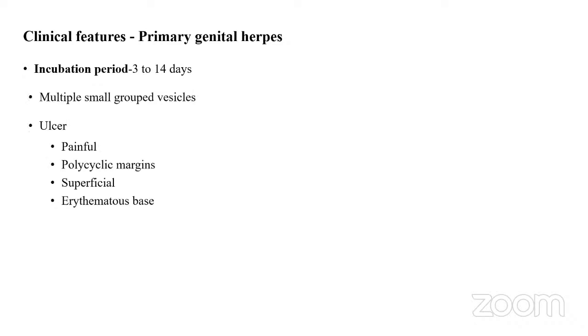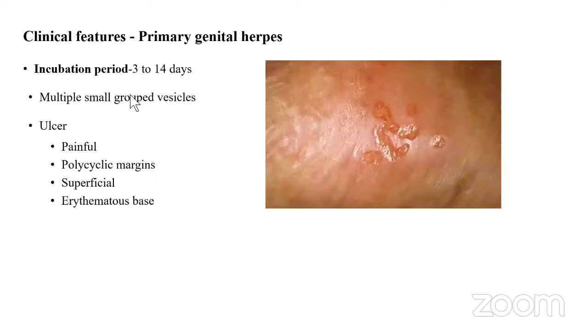Primary genital herpes, that is, if the patient has genital herpes for the first time, is called a primary episode. And if the patient has recurrence, it's called recurrent episodes. After the primary episode, the patient has an incubation period of 3 to 14 days. After 3 to 14 days from exposure, the patient develops multiple small grouped vesicles. These vesicles rupture and form erosions, which are painful and have polycyclic margins. These ulcers are usually superficial and have an erythematous base.